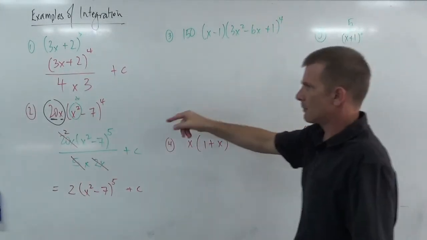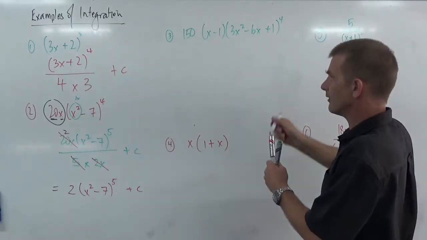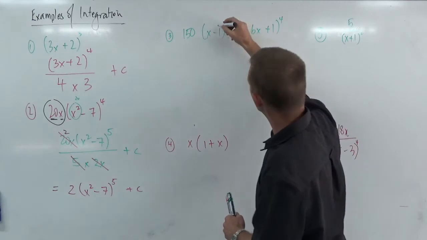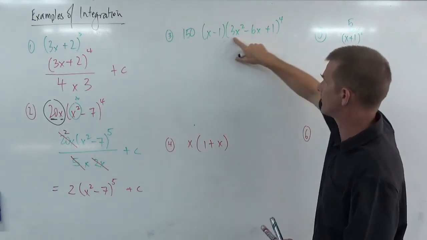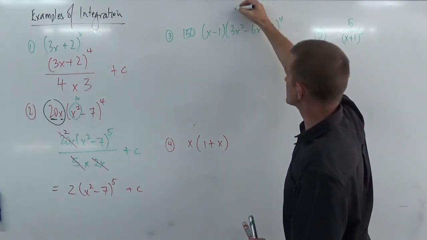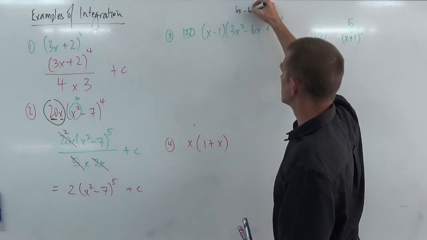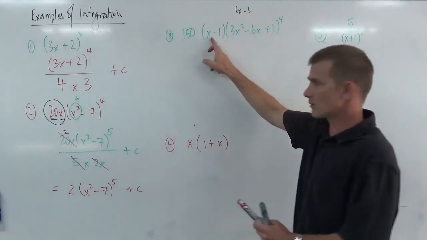Looking a bit crazy, but it's of this style right here. So what we need to do here is recognise that that part there probably comes from here somewhere. Now if we were to differentiate that, can you see I would get 6x minus 6? And isn't that a factor of that?